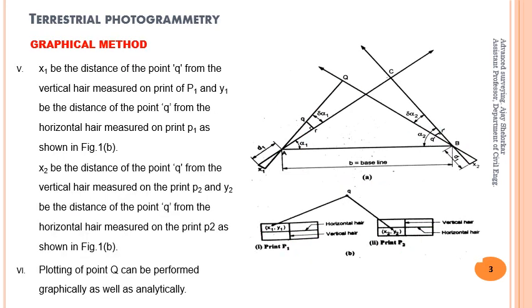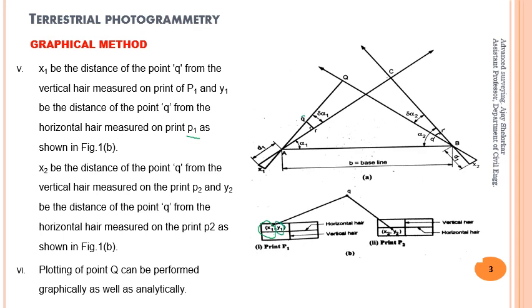X1 is the distance of the point Q from the vertical line measured on print P1, and Y1 is the distance of point Q from the horizontal line on the print P1 as shown in figure 1b. This is x1 and y1, and this is the point Q, a small q.